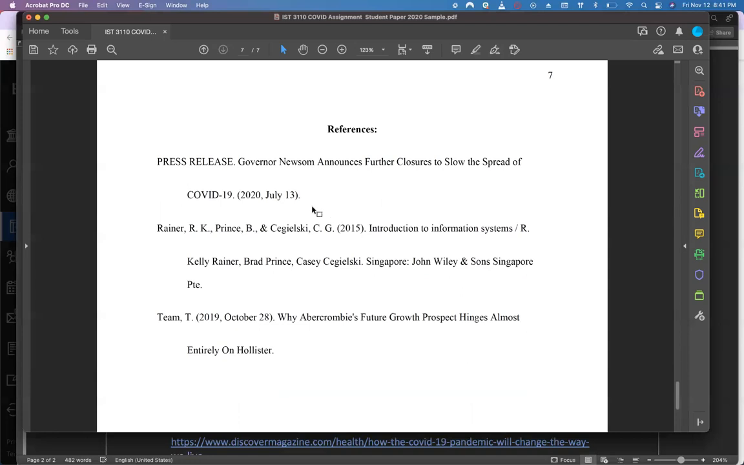And then he ends with the references. There's the press release about Governor Newsom. There is the Fortune 500, and here's the book.